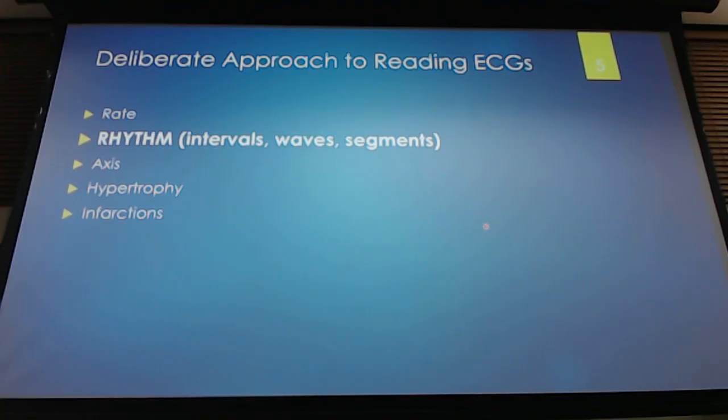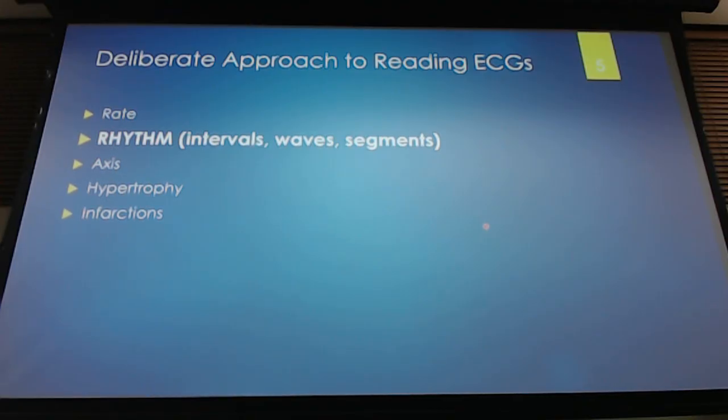Okay, we're going to look at that rhythm. After that, we'll talk about axis, hypertrophy, infarction. If you have an old ECG to compare it to, grab an old ECG to compare it to. Okay, look at how this patient is presenting to you as well. Because if you're like, I don't really know, this patient looks pretty ill, or they look pretty good, it's going to depend on what you're figuring out on this ECG.